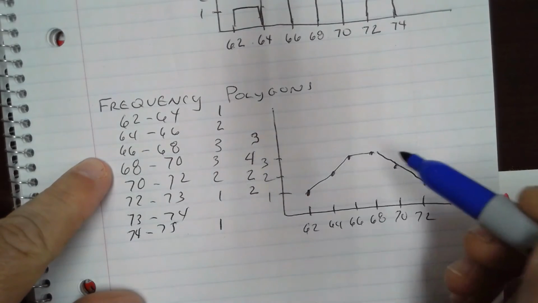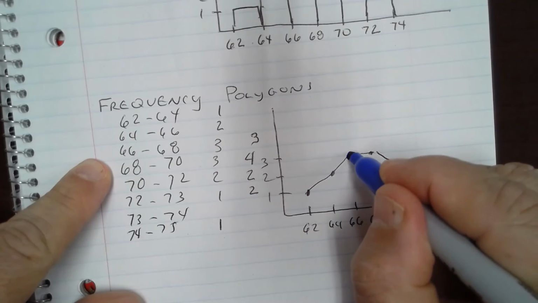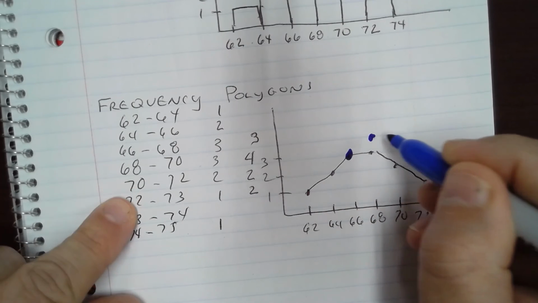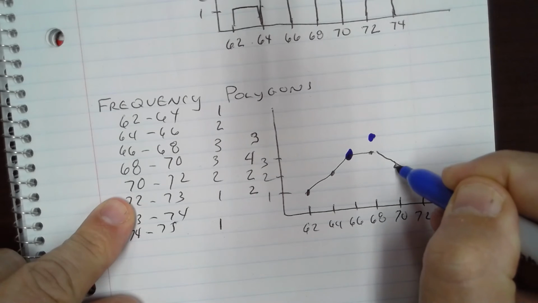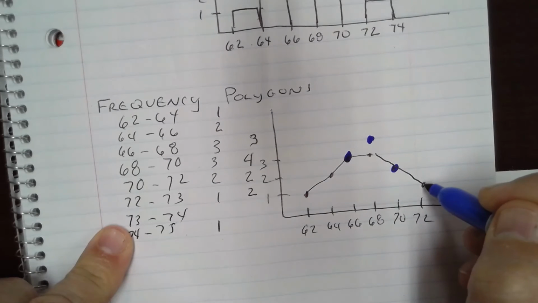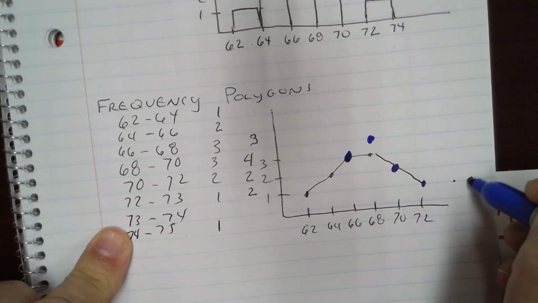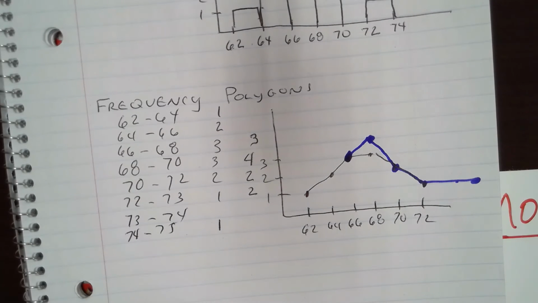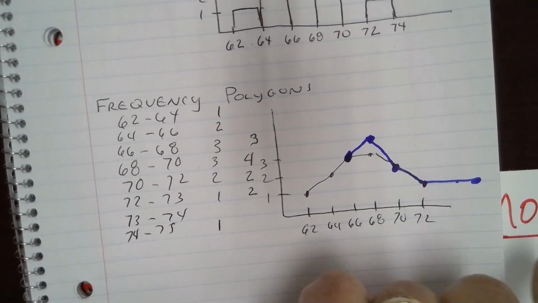And so I would have 3 at 66, and then 4 at 68, and then 2 at 70, and 1 at 72, and then 1 at 75. So it would look like this. Okay, and then you could compare, and we would know that the Kenwood girls are taller than the Montgomery Central basketball team. Cool, that's called an overlay, and you're just doing 2 frequency polygons on the same graph. Got it?